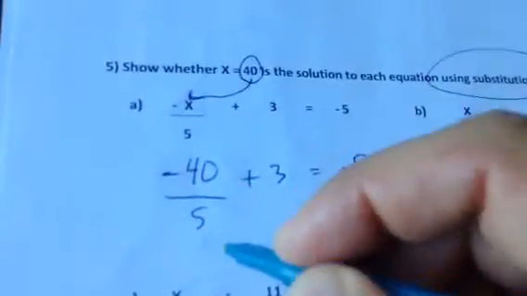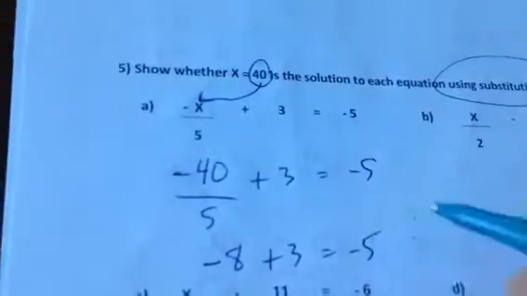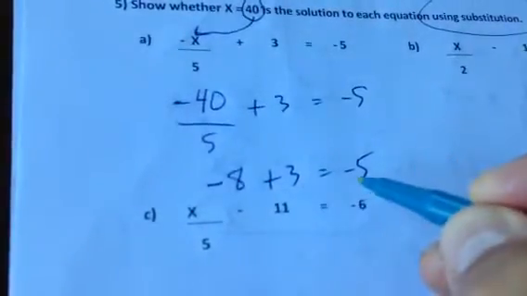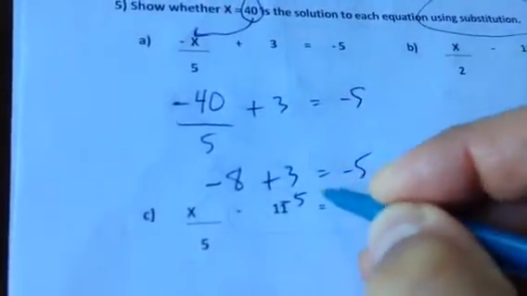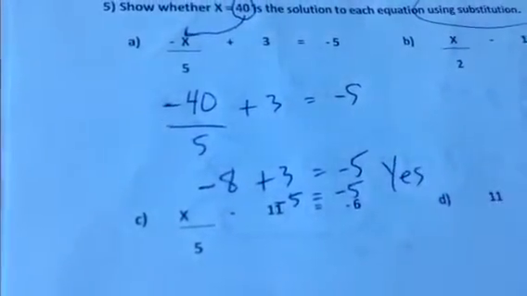So negative 40 divided by 5, that's negative 8. Add 3 is negative 5. Well, is negative 8 add 3, is that negative 5? Yes, it is. Negative 5 is equal to negative 5. So the answer is yes, it is a solution.